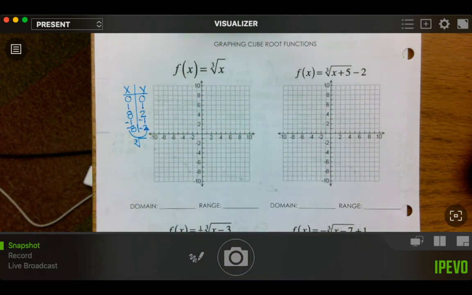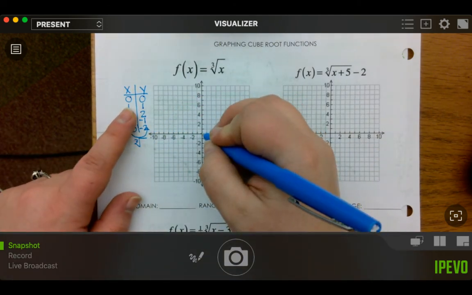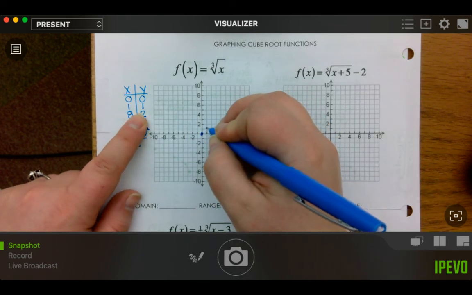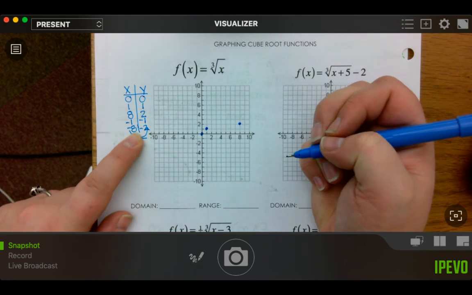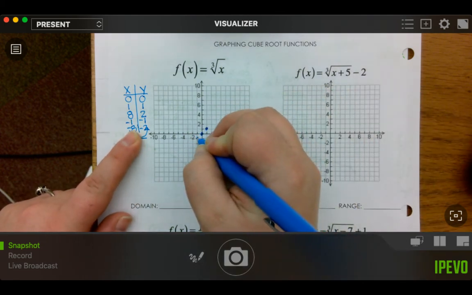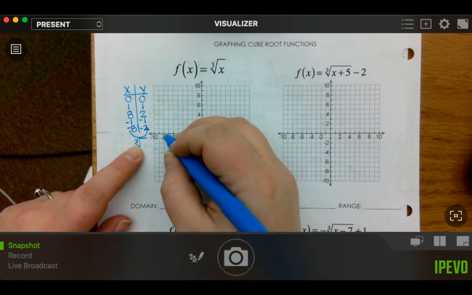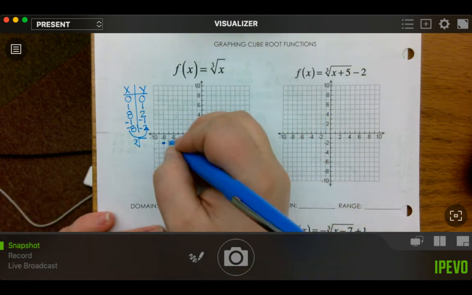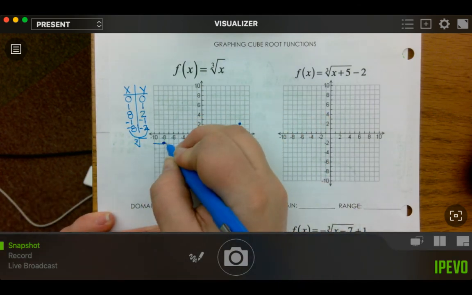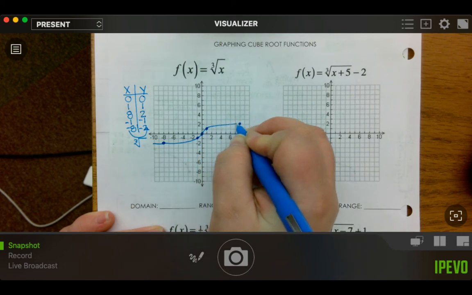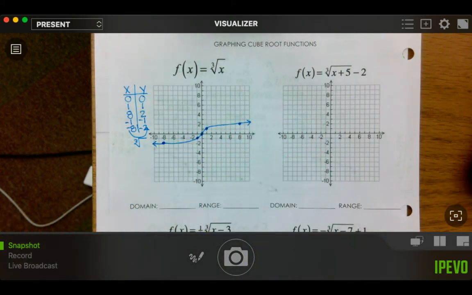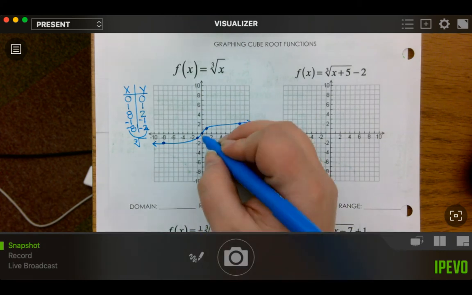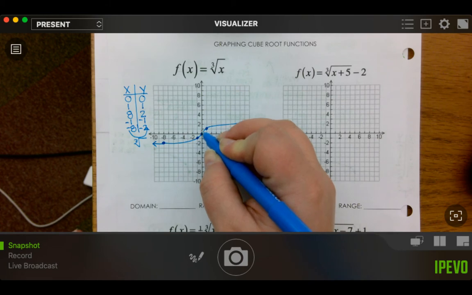And then I'm going to go put all of these points on my graph. 0, 0, 1, 1, 8, 2. -1, -1, -8, -2. And think of this as like your parent function. Here's why I don't want you guys to do the table every single time. You're going to get real tired of doing that real fast. We are still going to use 0, 0 as our center or our focus point. And we are going up 1, right 1.